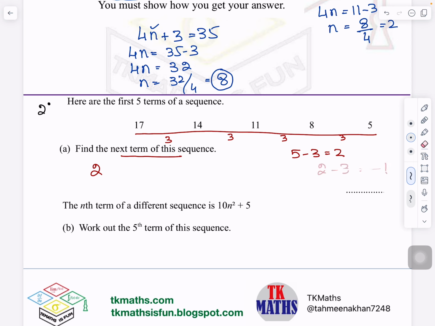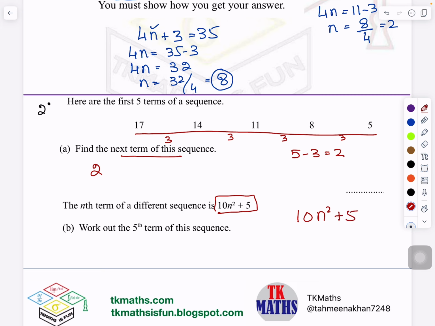Okay. Now the question is giving the nth term of a different sequence. Now there is some other sequence, and this is the nth term formula for it. The nth term formula basically helps us generate the sequence. The question is saying find out the 5th term. He is not asking you to generate all of them, only the 5th term. So what will you do?